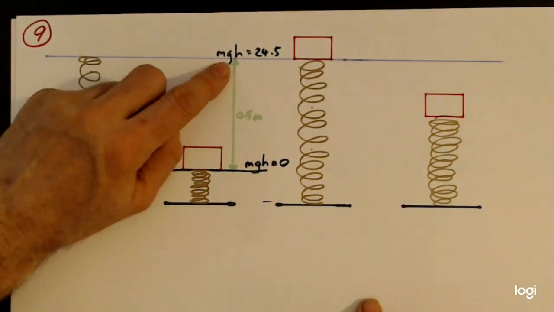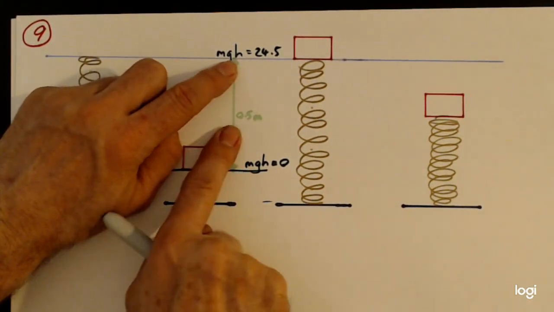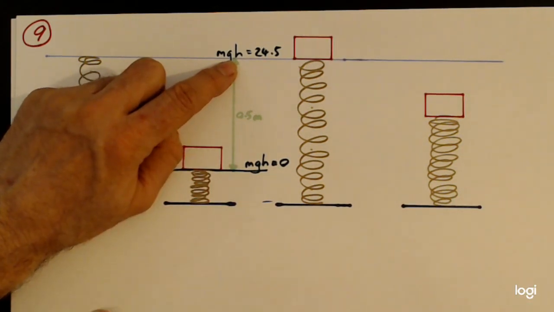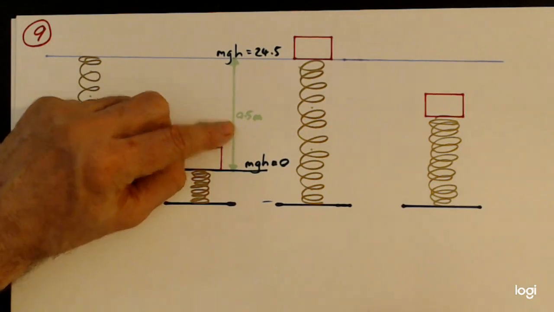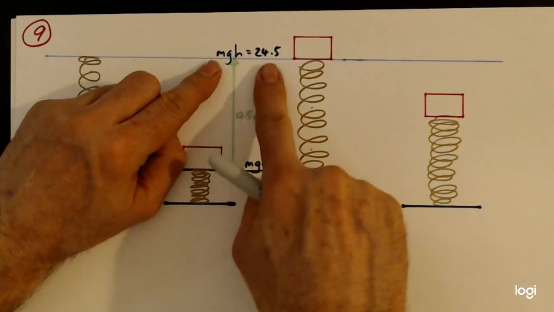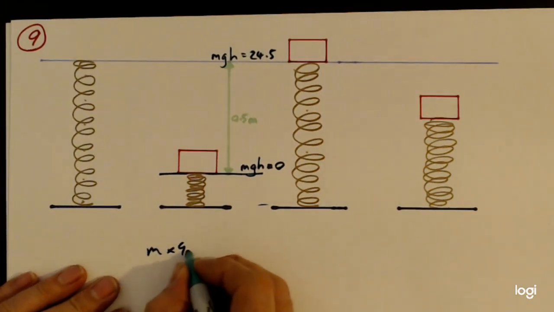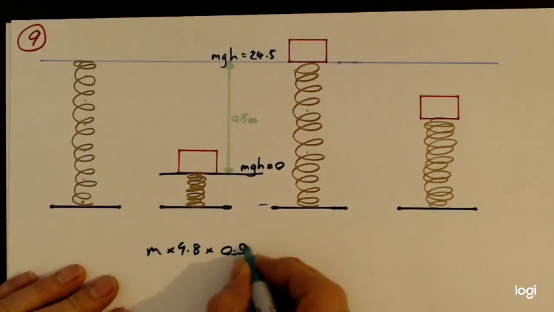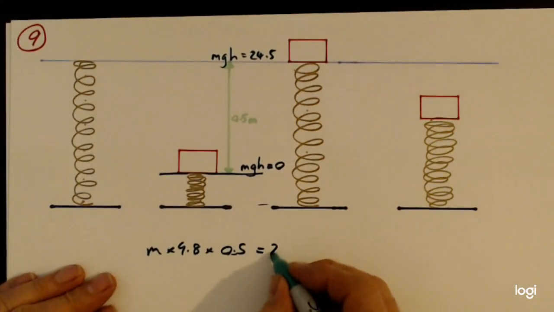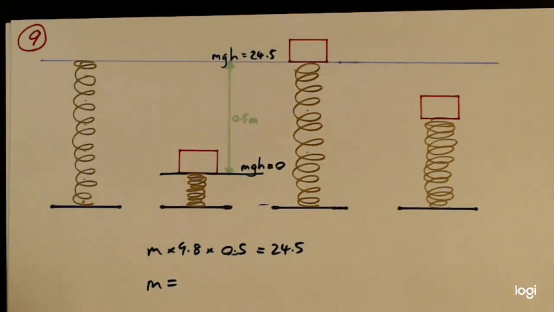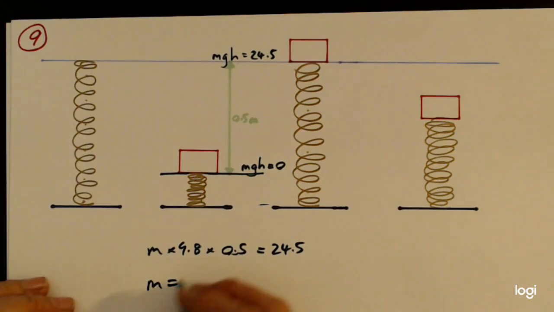All right, g is 9.8, h is half a meter, right? They said 50 centimeters. Watch your units. Always be wary of the units. Right, so it's 0.5 meters. We've just got to solve that for m. Okay, so m times 9.8 times 0.5 equals 24.5. Therefore, m equals, I'm going to check out what the answer is. It's 5 kilograms. Okay, 5 kgs.